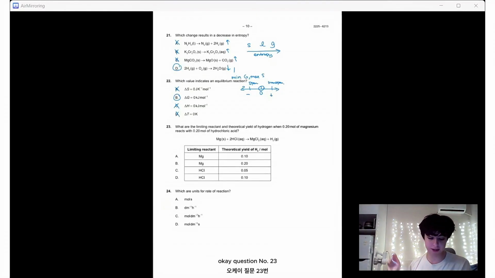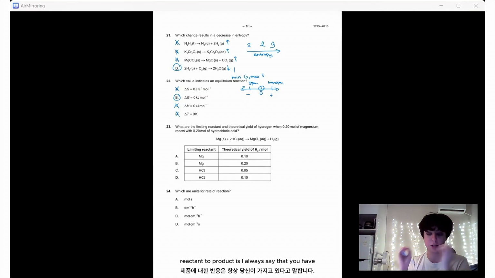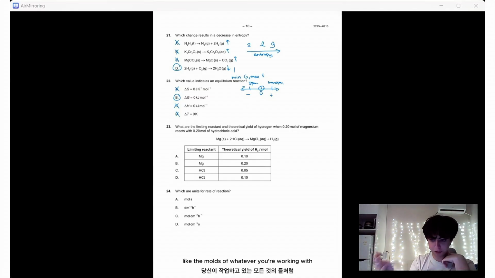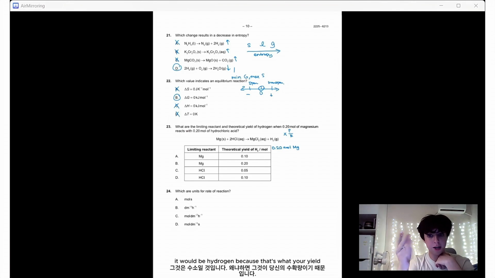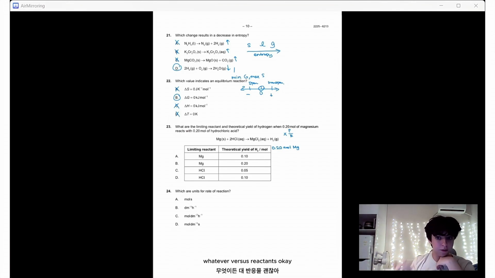Okay, question number 23. This is one that's literally just limiting reactant, the theoretical yield of hydrogen whenever you have some moles of magnesium reacting with moles of hydrochloric acid. This one is nice because it already gives it to you in moles. To convert from moles of reactant to product, I always say you have the moles of whatever you're working with, so for instance 0.20 mole magnesium, and you just multiply it times product over reactant, where product is the number of moles in your balanced equation of your desired product. In this case, it would be hydrogen, because that's what your yield is, versus reactants.